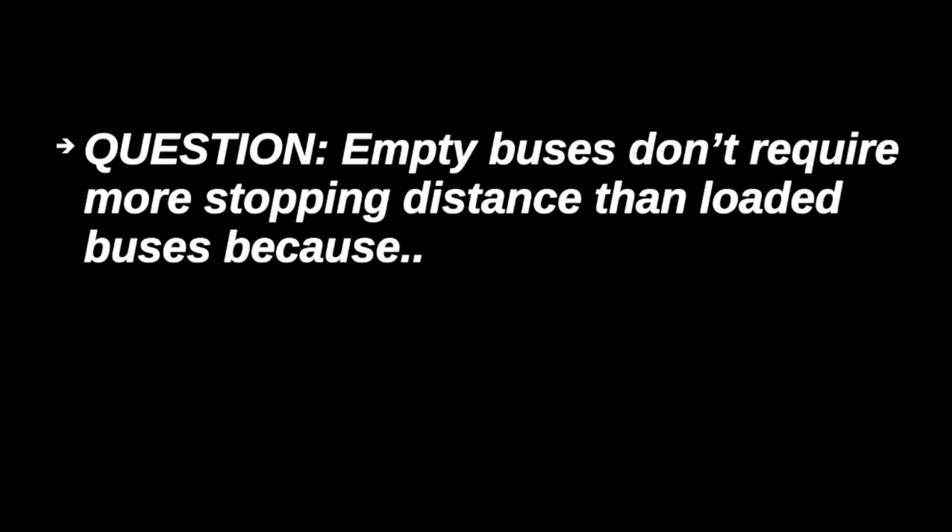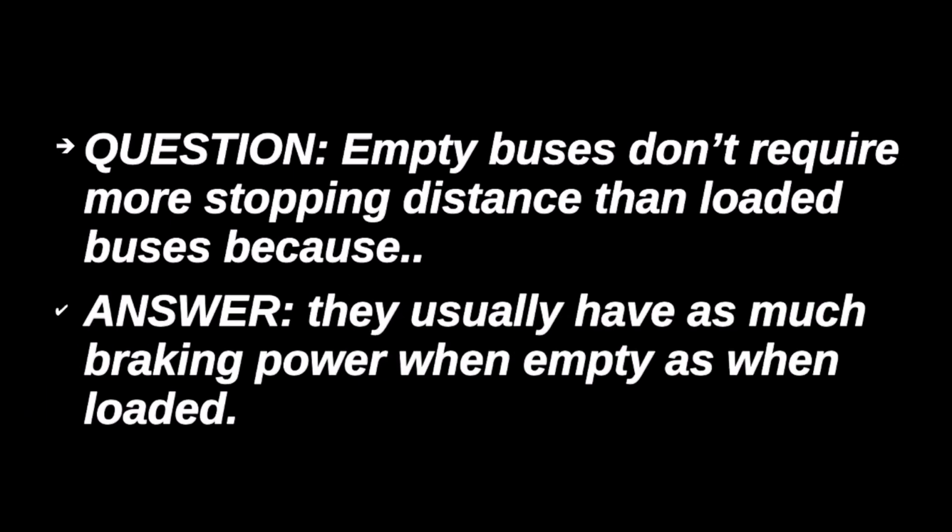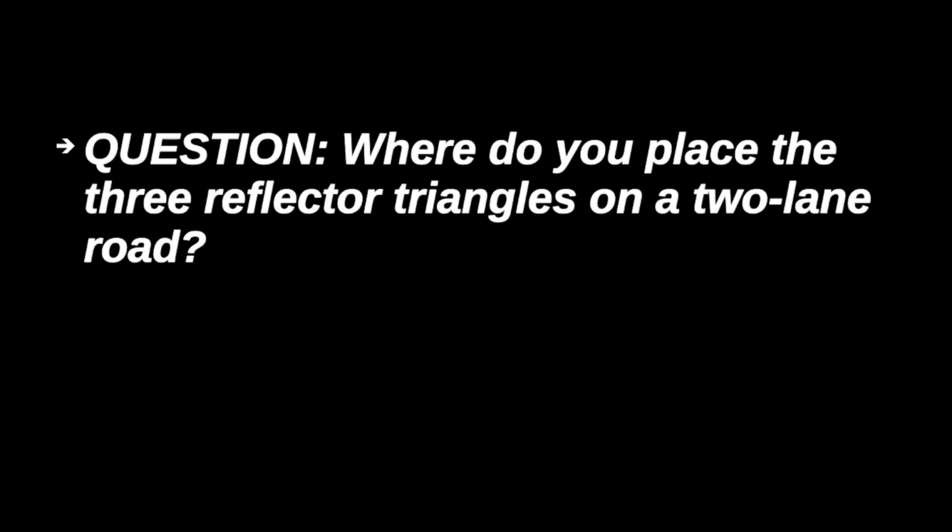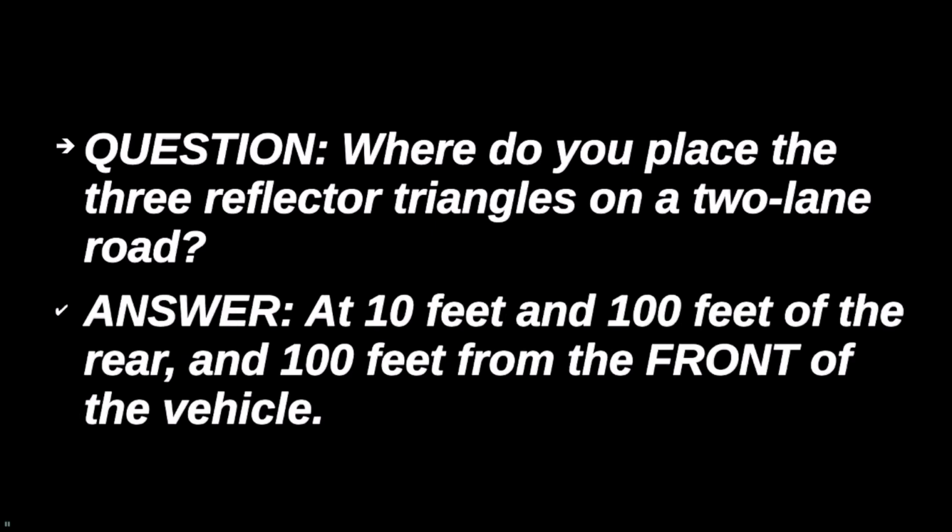Empty buses don't require more stopping distance than loaded buses because they usually have as much braking power when empty as when loaded. Where do you place the 3 reflector triangles on a 2-lane road? At 10 feet and 100 feet of the rear and 100 feet from the front of the vehicle.